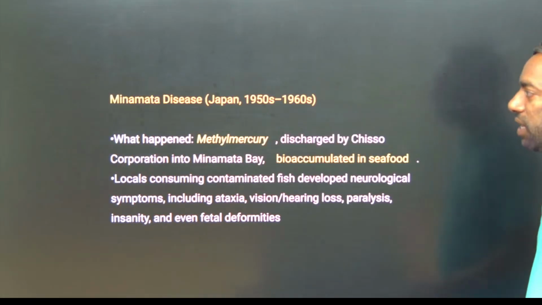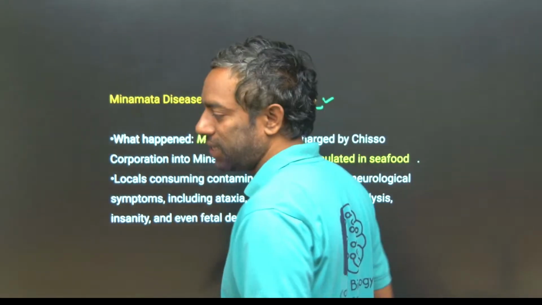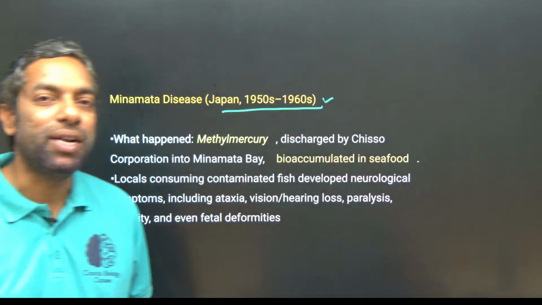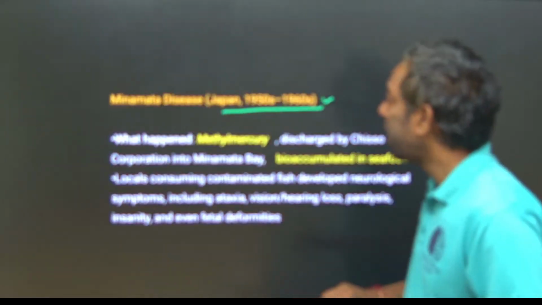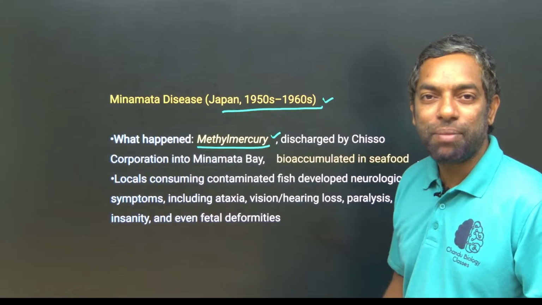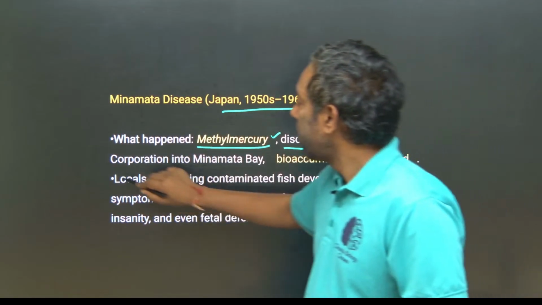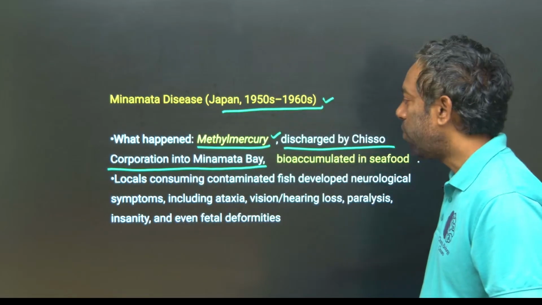And the next one, Minamata disease, between 1950 and 1960. Mina means fish. What happened? Methyl mercury. The chemical is methyl mercury, discharged by the Chisso Corporation into Minamata Bay. Bay means there is a water body.